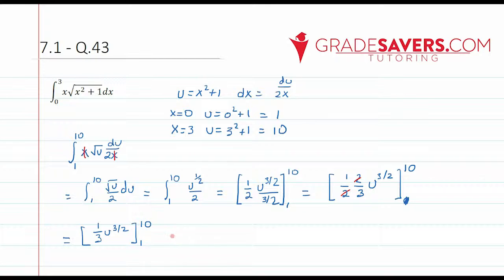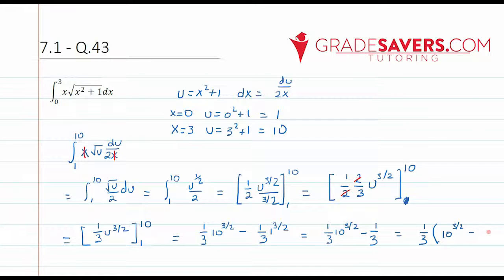And now let's begin our substitutions to work our way to a final answer. This will become 1/3 times 10 to the power of 3/2 minus 1/3 times 1 to the power of 3/2. And this is equivalent to 1/3 times 10 to the 3/2 minus 1/3. And in order for us to match the answer at the back of the book, we should factor out the 1/3. So our final answer is 1/3 times the bracket of 10 to the 3/2 minus 1.